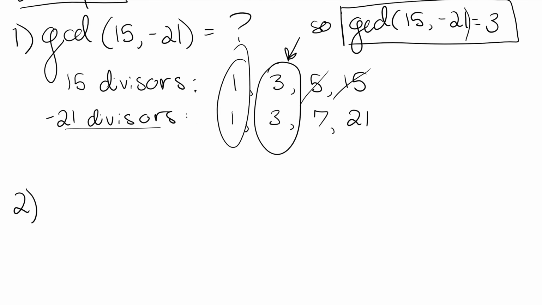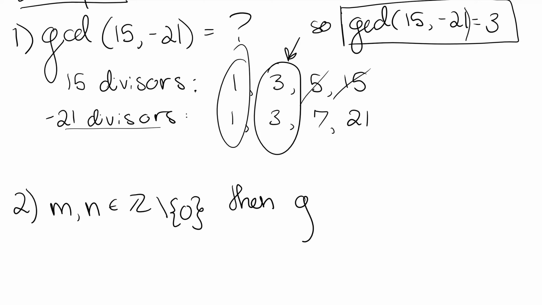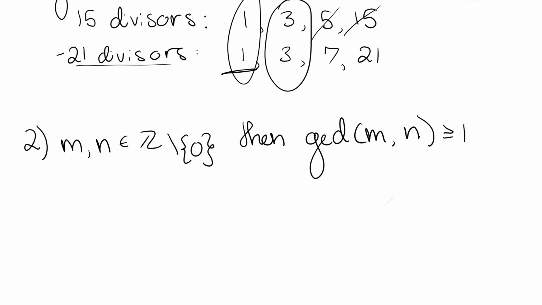Okay, so for number 2, what if we just pick two integers, well, non-zero integers, m and n? Well, we talked about this a little bit, but then the GCD of m and n, well, is it ever going to be less than 1? No, it's not. So it's always going to be bigger than or equal to 1. So it could be 1. Maybe that is the case, but it could also be bigger.